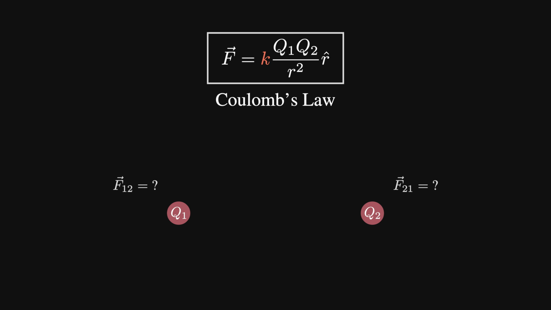K is a constant known as Coulomb's constant, while R denotes the distance between the 2 point charges. This last symbol R hat is a unit vector, which tells us the direction of the force. We'll come back to this in a moment, and instead focus on the magnitude of the force, which is contained in the rest of the expression.